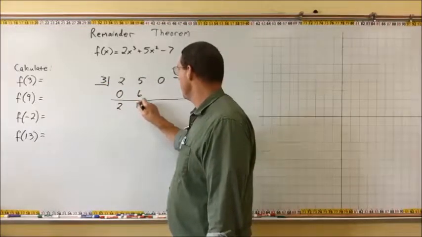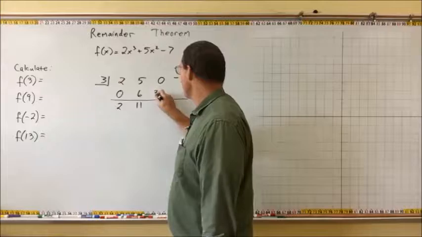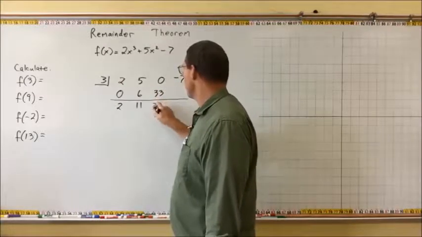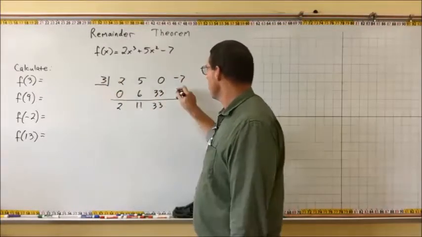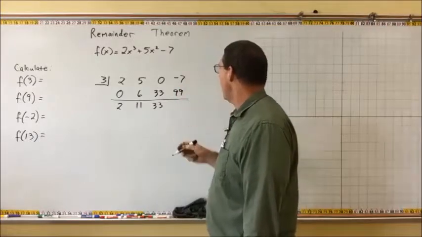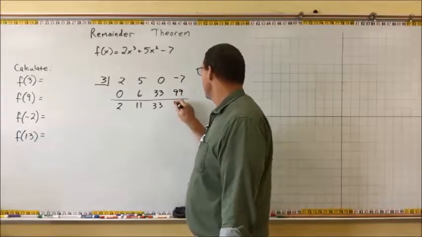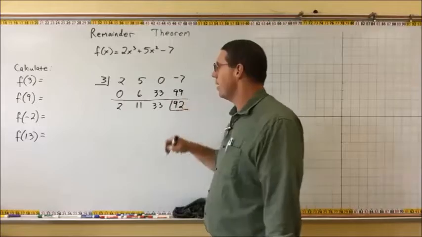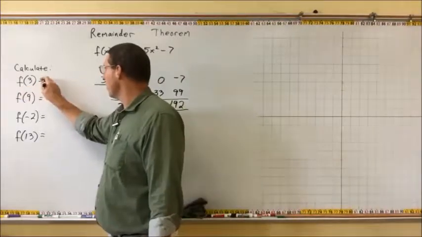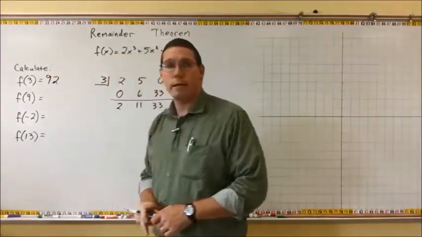6 plus 5 is 11. 11 times 3 is 33. 33 plus 0 is 33. 33 times 3 is 99, and 99 minus 7 is 92. So the remainder is 92, therefore f of 3 is 92.